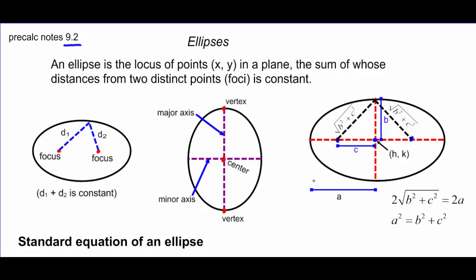An ellipse is defined as the locus of points in a plane, the sum of whose distances from two distinct points called foci is constant. You can see the diagram here to the left.